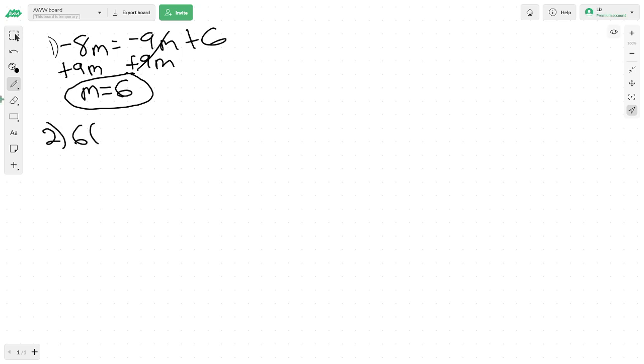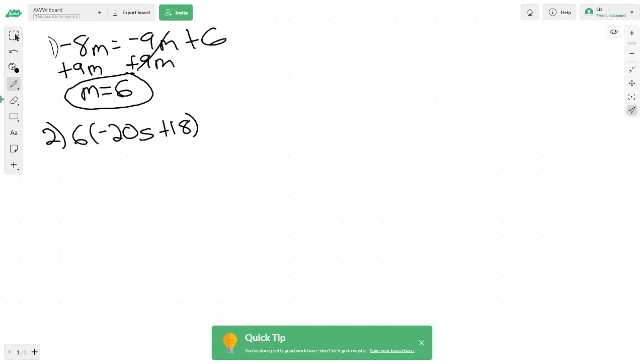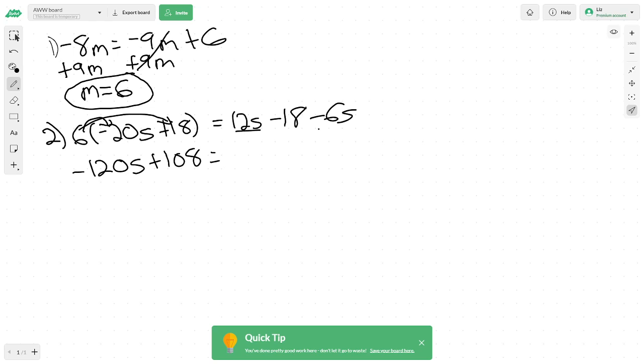For number 2, we have 6 times negative 20s plus 18 equals 12s minus 18 minus 6s. So I'm going to distribute this 6. I'm going to get negative 120s plus, and then 6 times 18 is 108 equals, and I'm going to combine these like terms, 6s minus 18.